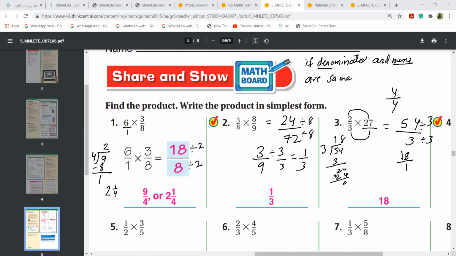Girls, one second. See, there is one easy way, but you all are not able to get that. I don't know why. Let us try, girls, today. No worries. 2 over 3. Aisha, please, can you go there? 2 over 3 times 27.